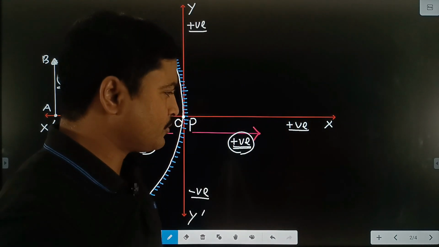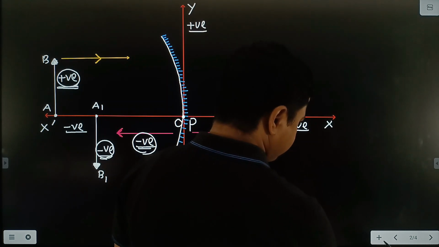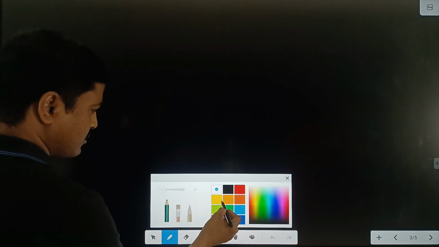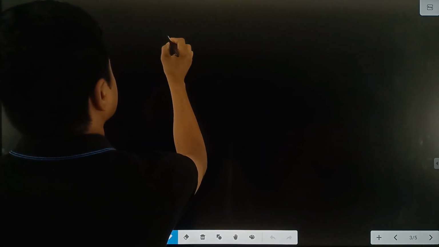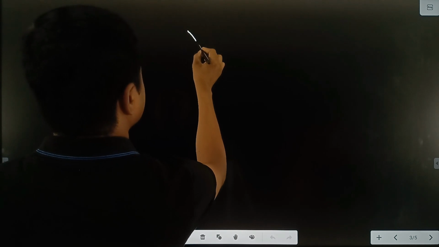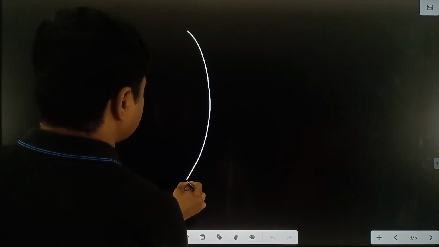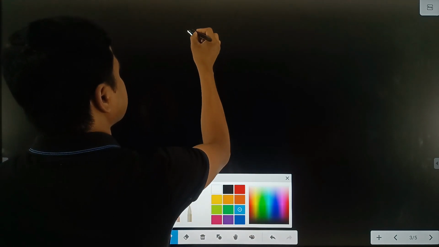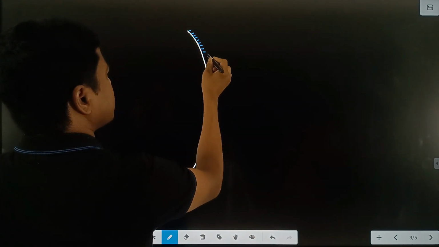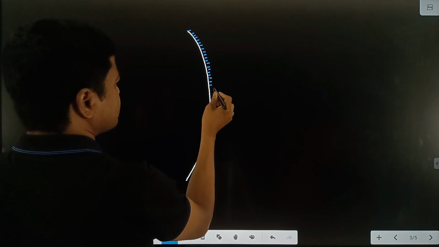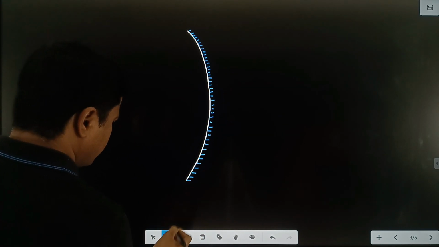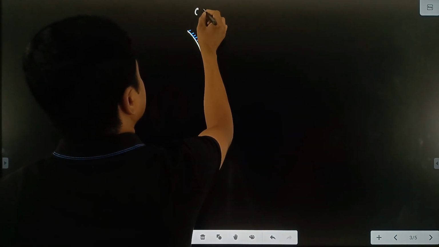Clear? And suppose one example. Suppose you take a concave mirror. First, a concave mirror is there. Suppose this one is your concave mirror. Here the outer surface is silver coated. Suppose this one is your outer surface, and the inner surface is the reflecting surface, so this is a concave spherical mirror.